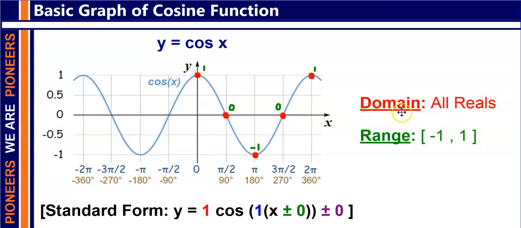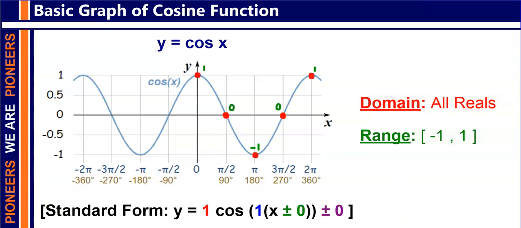But the domain is still all reals because you can hit any x value and still find a value on the graph. And the range is again from the lowest point to the highest point, minimum to maximum. Again, -1 is the lowest point, 1 is the highest one. And there you go. So that covers your lesson on the basic functions of sine and cosine in regards to domain and range and standard form.